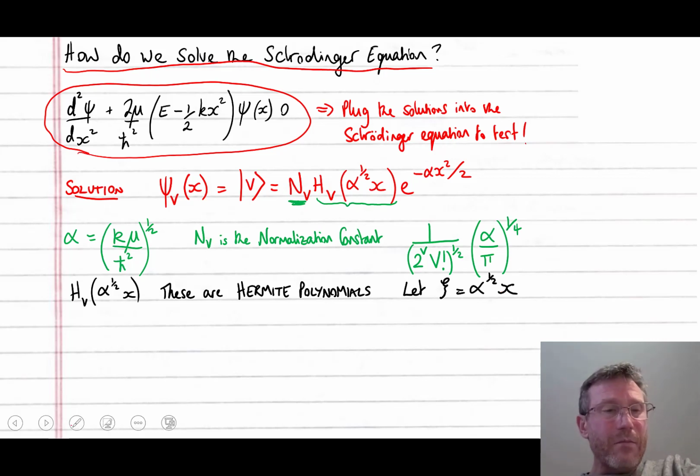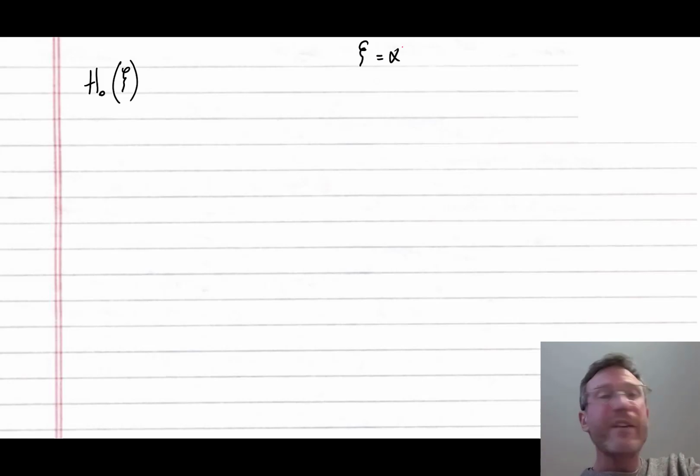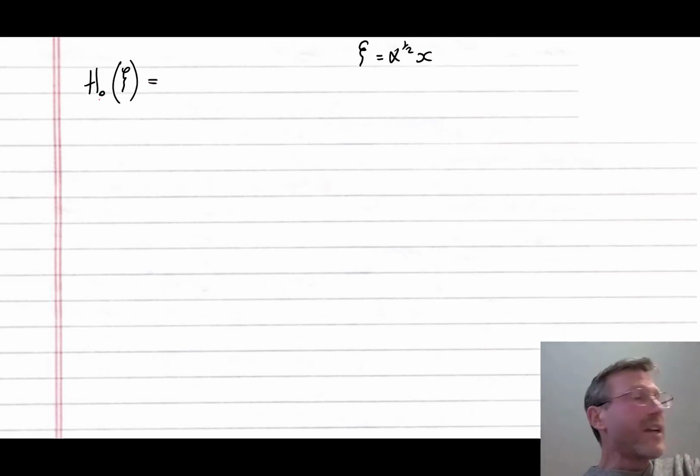So let's write them down one at a time. The first one ends up being quite straightforward. I'm going to write them in terms of this little squiggle in here. So there's our function, and remember that squiggle is equal to alpha to the half x. So the Hermite polynomial H sub 0 here is simply equal to 1.